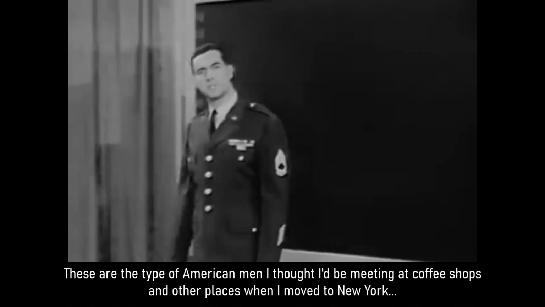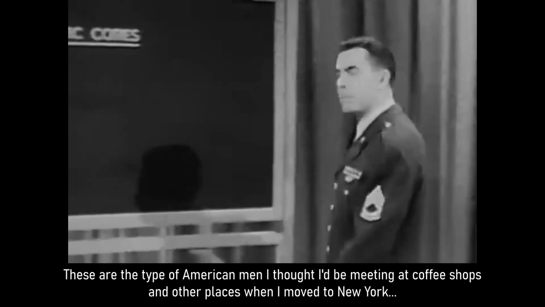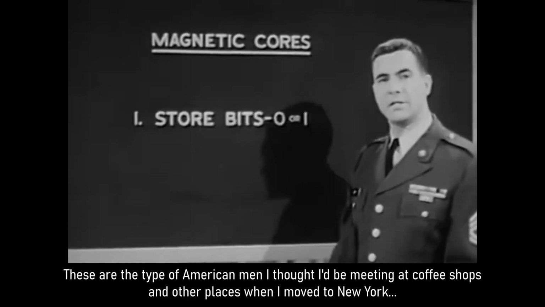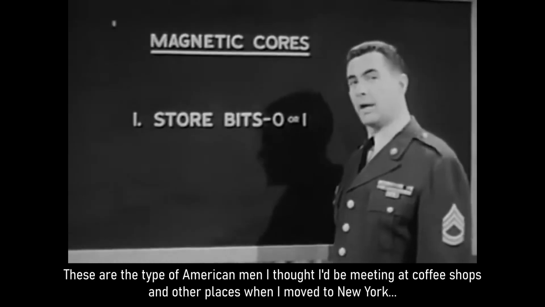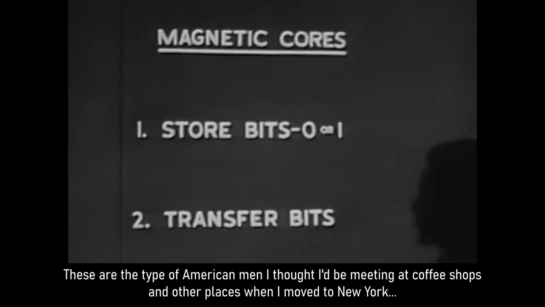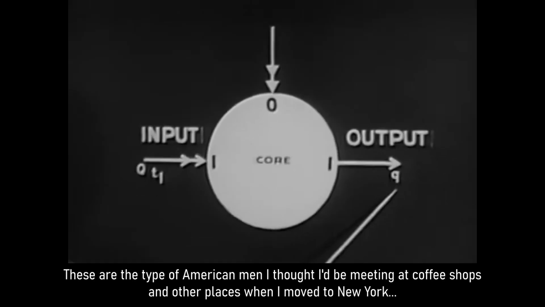So far, we've been establishing the function of magnetic cores. They store binary digits, or bits, 0 or 1. Now we're going to see how they do it, and also how they transfer bits from one small form of the same letter.